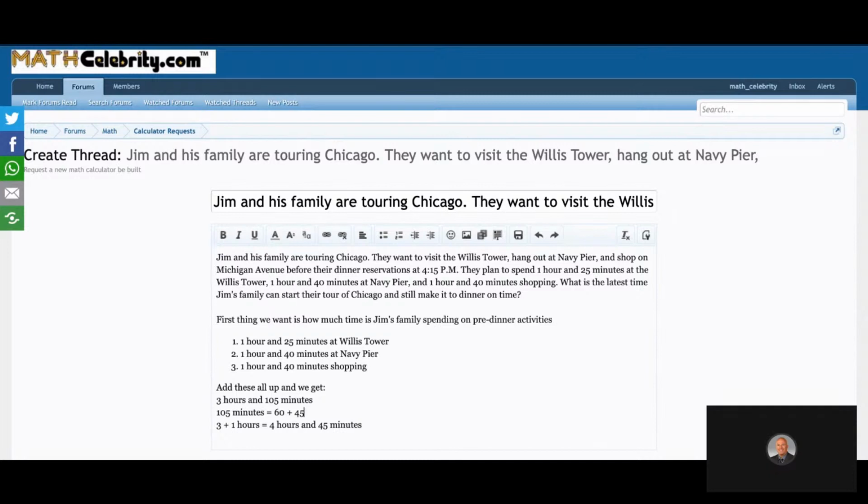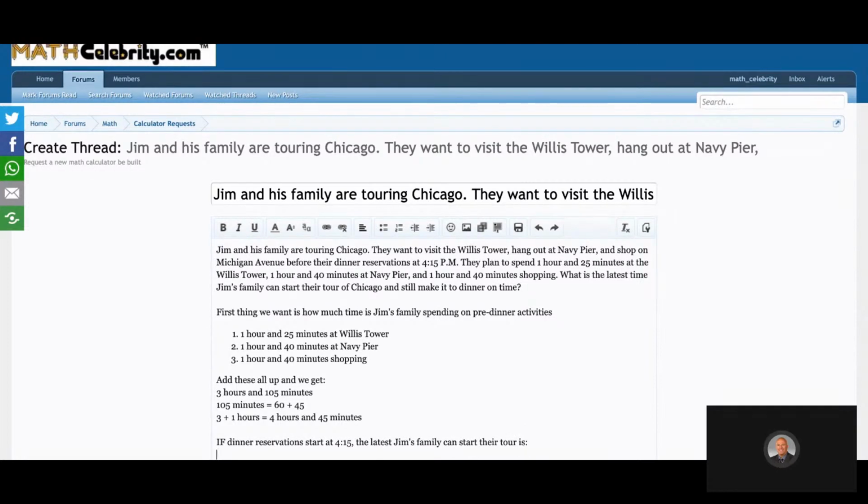If they got dinner reservations at 4:15, so let's go here. If dinner reservations start at 4:15, the latest, well, let's assume that Jim ends right outside the dinner place because we're not accounting for travel time when they're done shopping to the restaurant, which this problem doesn't tell you, but that's how this works. The latest Jim's family can start their tour is, we want to know 4:15 and go back 4 hours and 45 minutes.